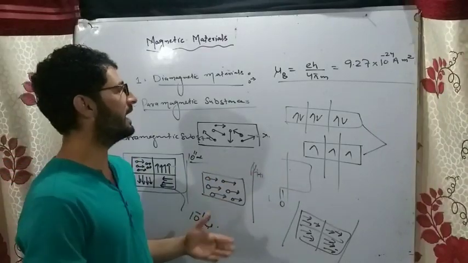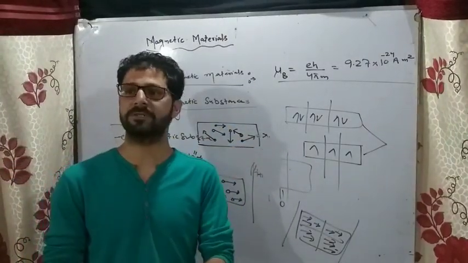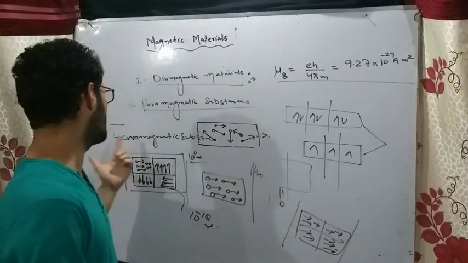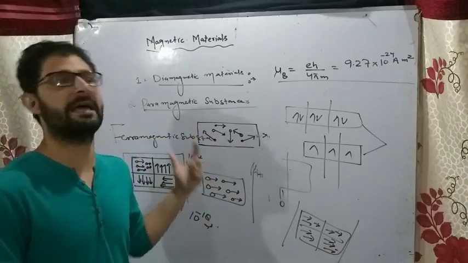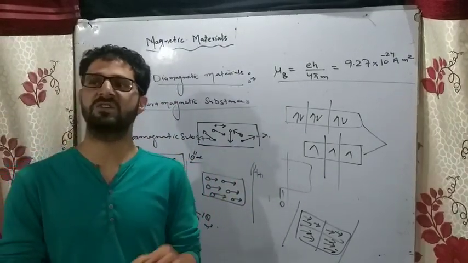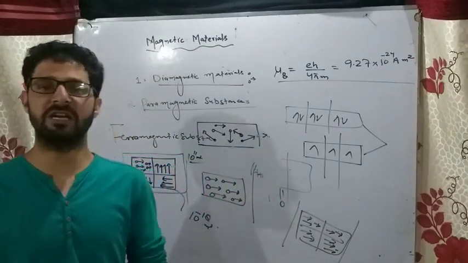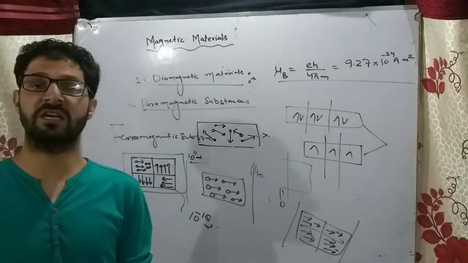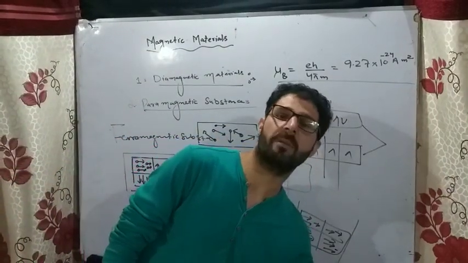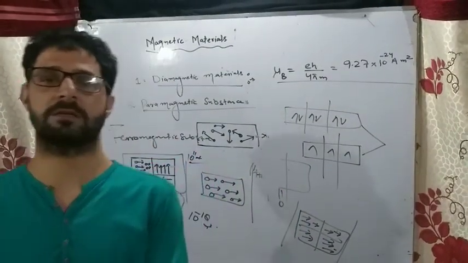So it means that magnetic substances are of three types: paramagnetic substance, ferromagnetic substance, and diamagnetic substance. What are diamagnetic substances? Those substances which are weakly repelled by the magnet, or which are weakly magnetized in the direction opposite to the direction of the applied magnetic field. They are called diamagnetic substances.